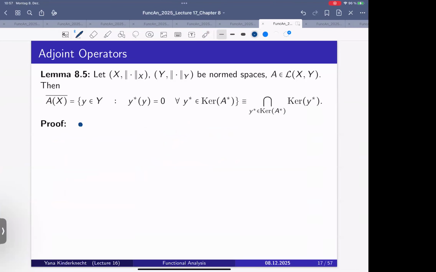So we go further. Let y belong to the intersection of kernels of y star. Assume y does not belong to the closure of A of X. That is, we assume that this set is bigger than this set. There is an element which lives here, but not here.